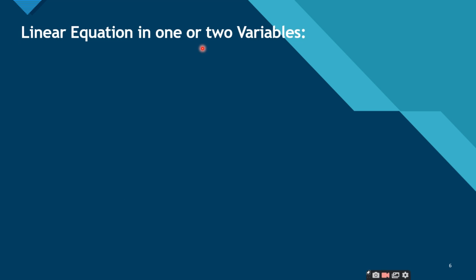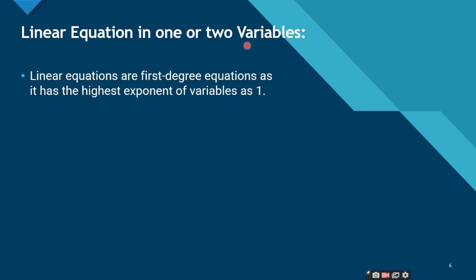Now linear equation in one or two variables. Linear equations are first degree equations as they have the highest exponent of the variable as 1. For example, 3x plus 2y is equal to 3. This is a linear equation because the exponent of the variables x and y is 1. Another example is 7a minus 2a is equal to 5a. In this equation again the exponent of the variables is 1.